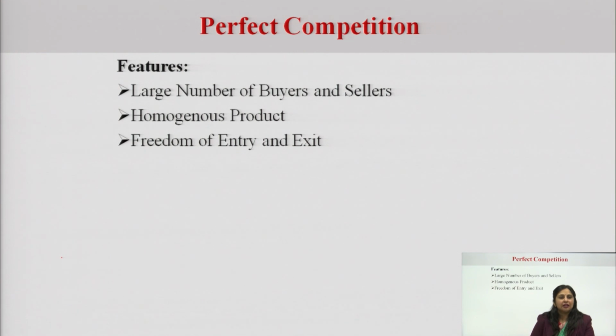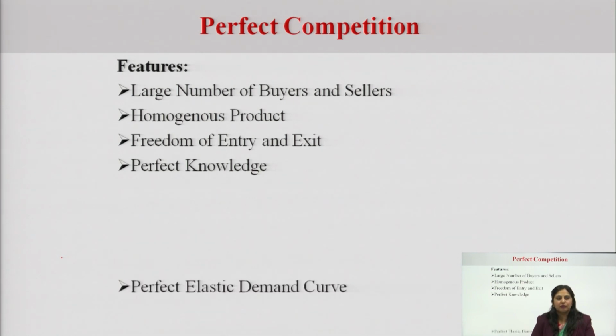It means that the cross elasticity of demand of the product of one seller with respect to another seller would be equal to 1, because they are perfect substitutes of each other. There is freedom of entry and exit. It means new players can easily enter the industry and existing players can easily leave the industry. There are no cost and legal restrictions associated with that. There is perfect knowledge in the market. It means buyers and sellers know everything related to the market, related to the product, related to the sources of supply and the factors of production.